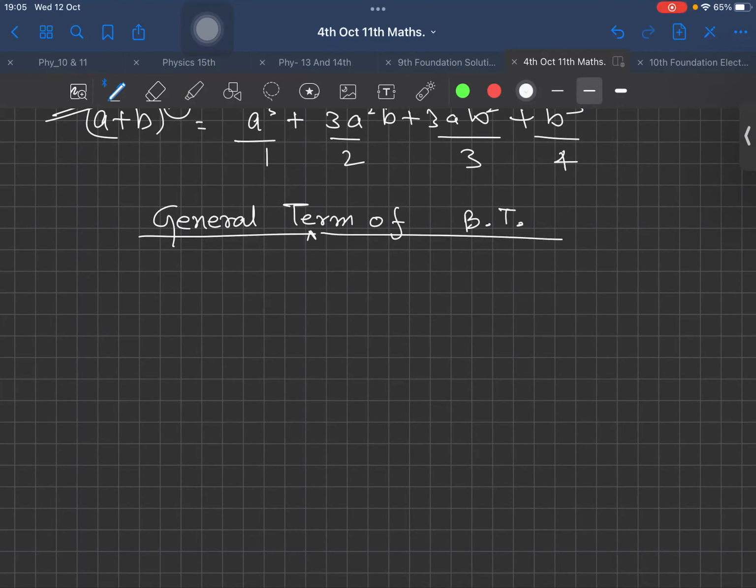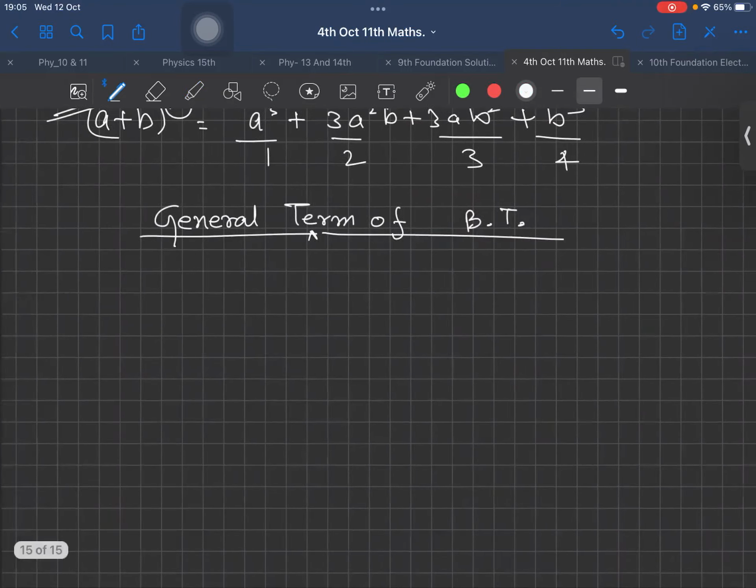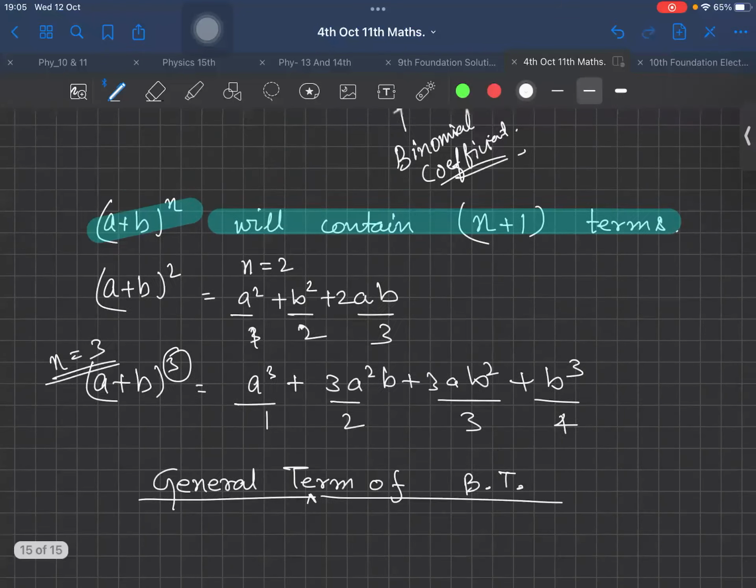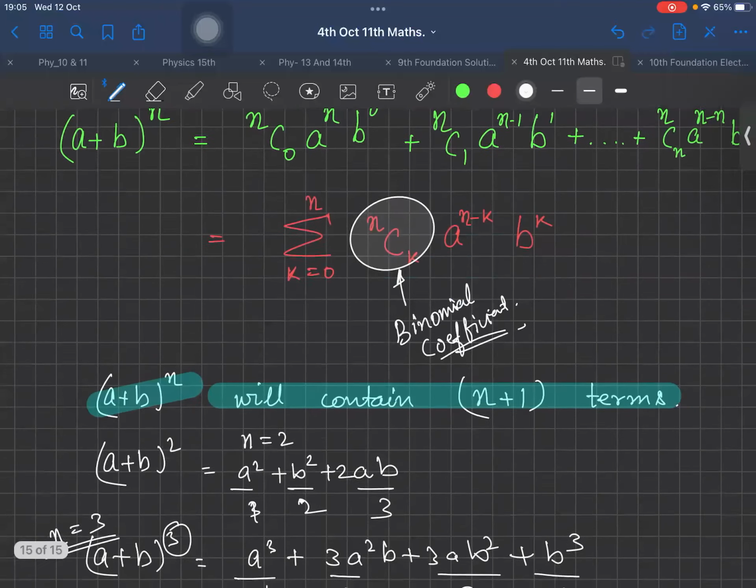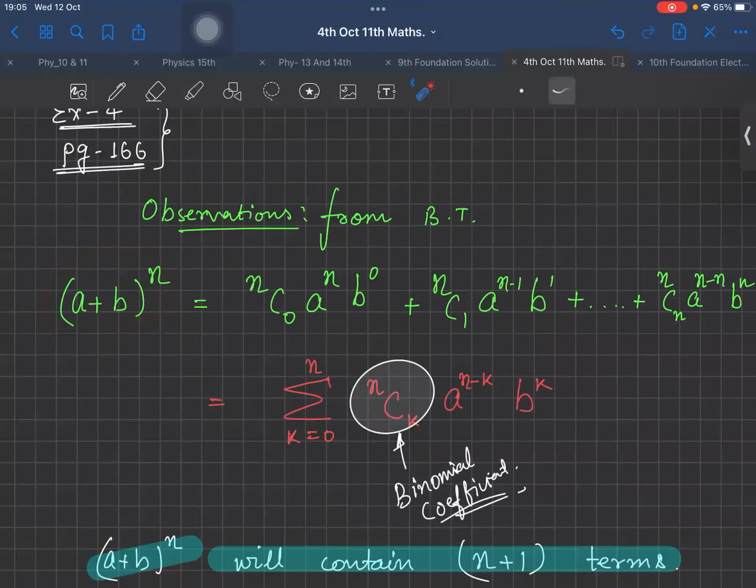Whenever you are writing this binomial expansion, like this one we have written, (a plus b) to the power of n, we summarized it as this. In general term, you can just substitute the value of k and you will get any term you want. Like the first term, you substitute k equal to 0. If you substitute k equal to 1, you'll get the second term. K equal to 2, you'll get the third term.